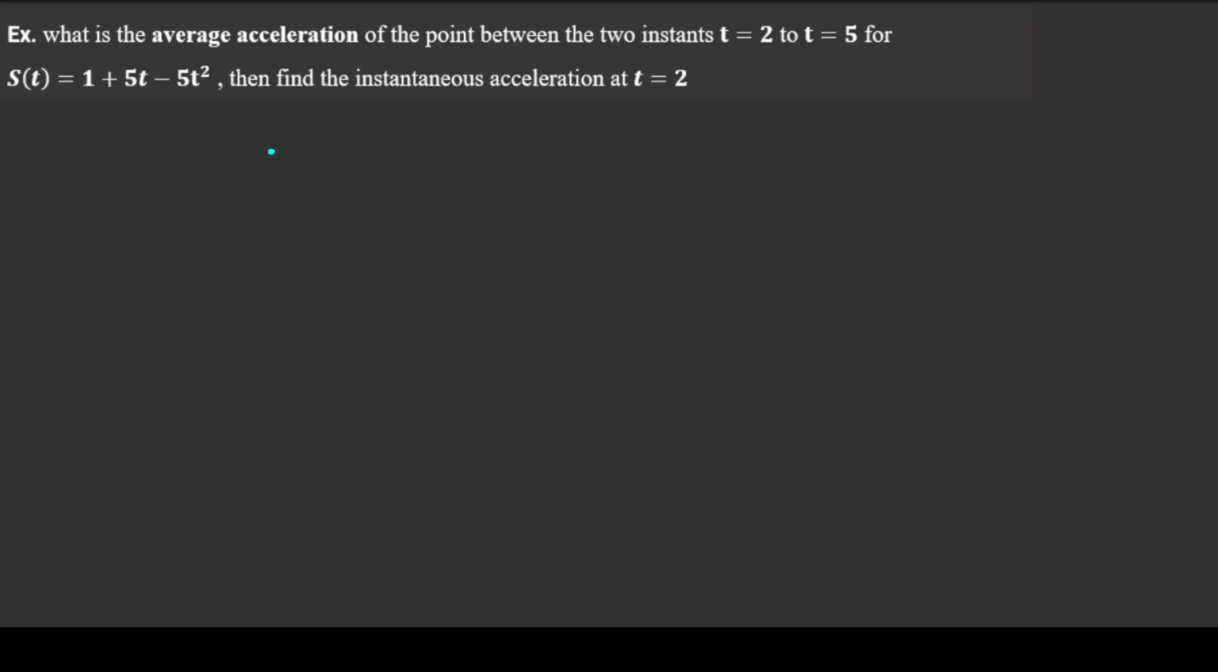Here we have another example. What is the average acceleration of the point between these two points? The question said average. So for acceleration or velocity, we need two points, t1 and t2. What is the average acceleration of the point between these points? S of t equals 1 plus 5t minus 5t squared. Then find the instantaneous acceleration.